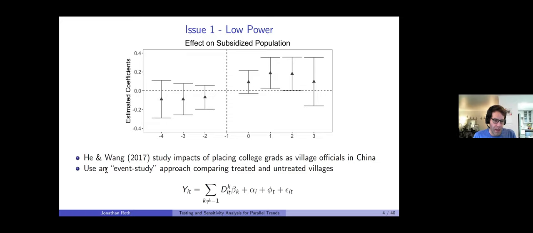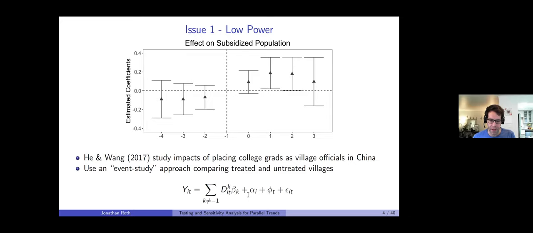They study the impacts of a program that places college graduates as village officials in rural villages in China. They're going to use a pretty standard event study approach that's intuitively trying to compare treated and untreated villages. In particular, in this plot I've shown here, it's a two-way fixed effects regression where the outcome I think here is the fraction of the population that receives subsidies from the federal government. Then we regress this outcome on indicators for time since treatment and fixed effects for units and times.